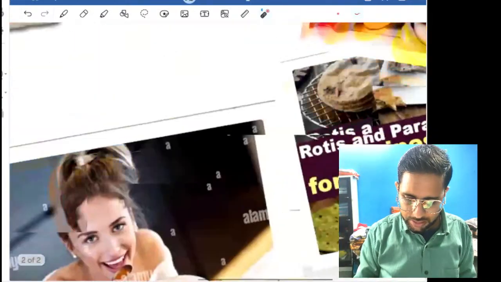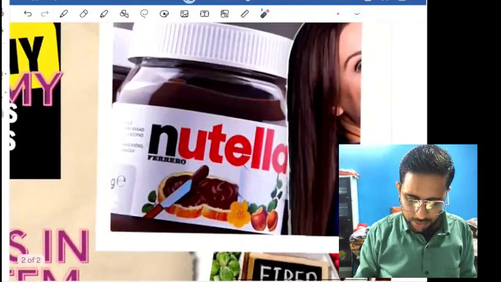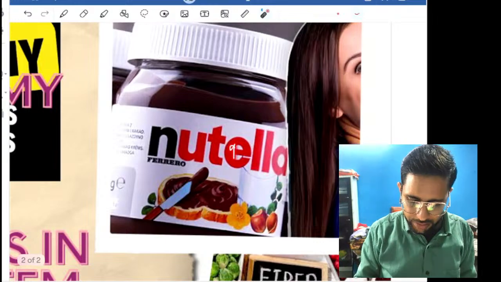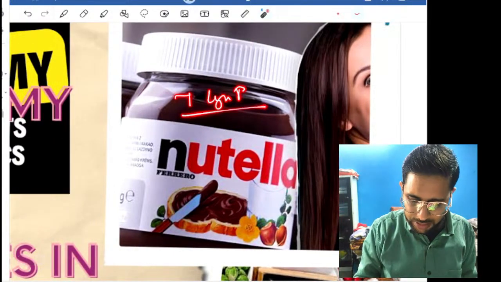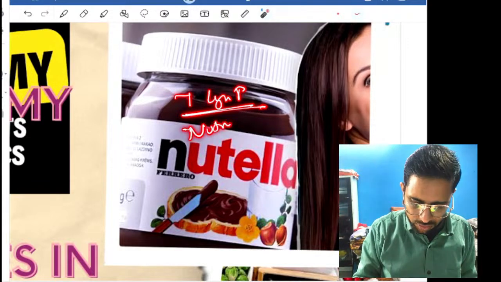Now the next thing, after Nutella, so neutrophils increase. And T lymphocyte means the pregnant lady drinks more tea, so T lymphocytes increase. More Nutella, so neutrophils increase.